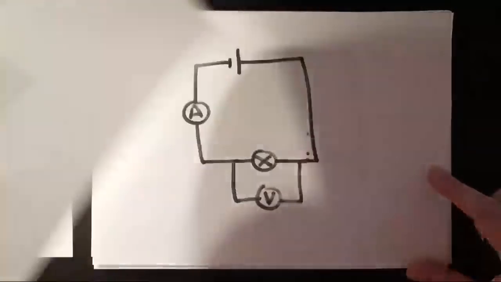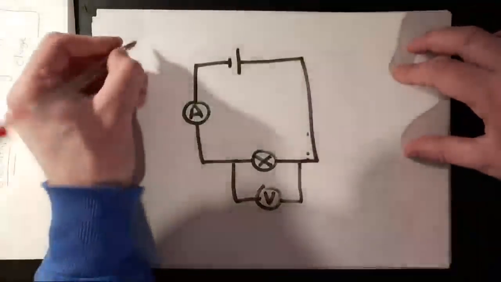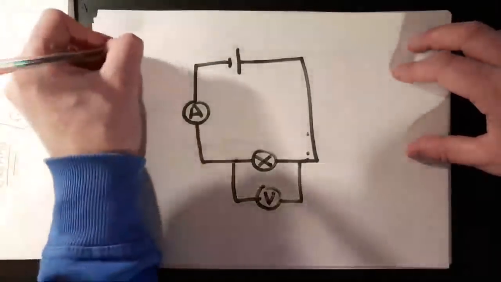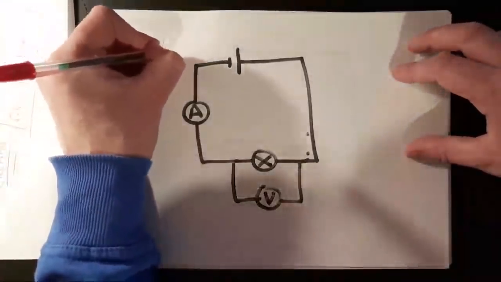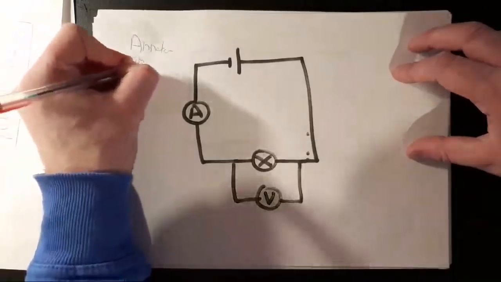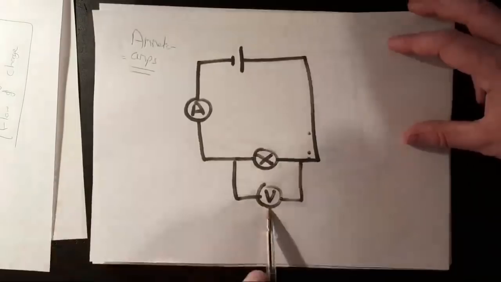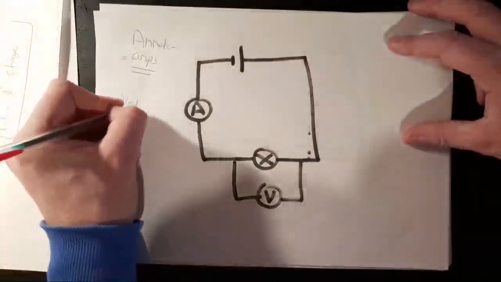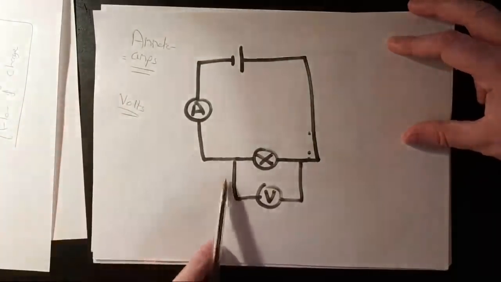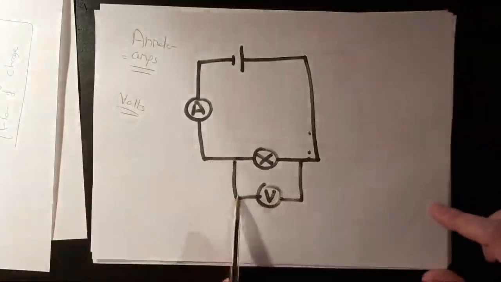So let's look at some practical examples of that. First of all, how do I measure them? This is my symbol for an ammeter. An ammeter is what we use to measure electrical current, and we measure electrical current in amps. So that's what the ammeter is for. The voltmeter, we measure in volts. Now notice how I've connected the voltmeter around the bulb. This is called connecting something in parallel.